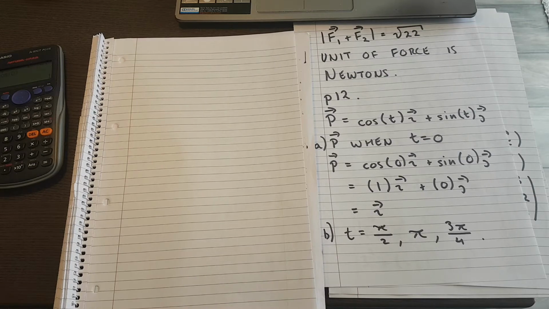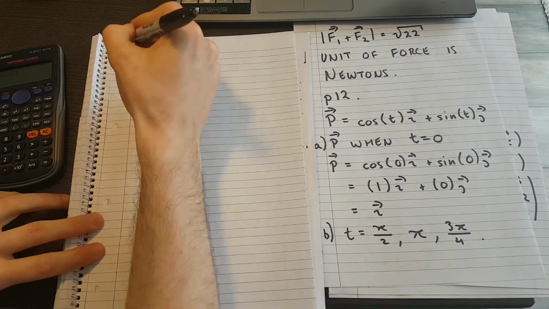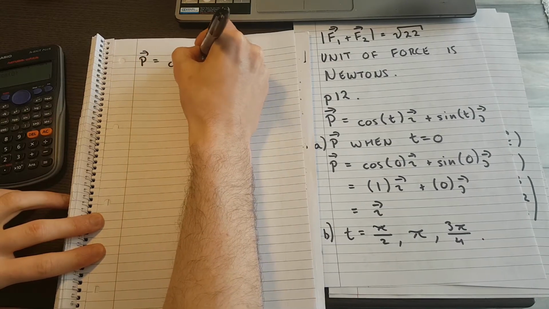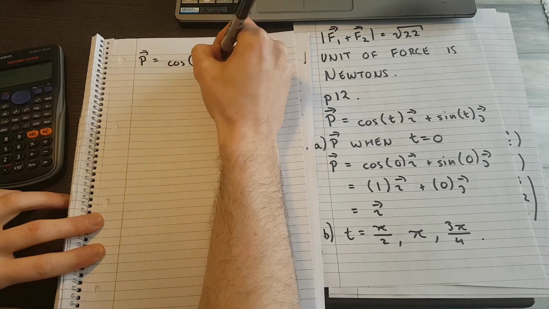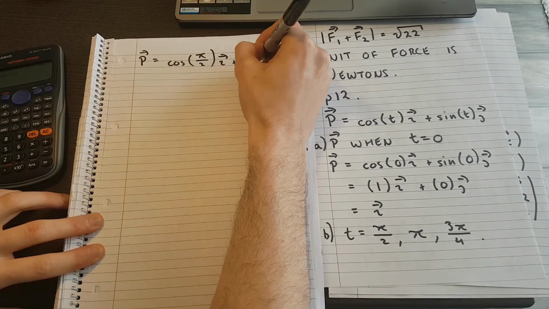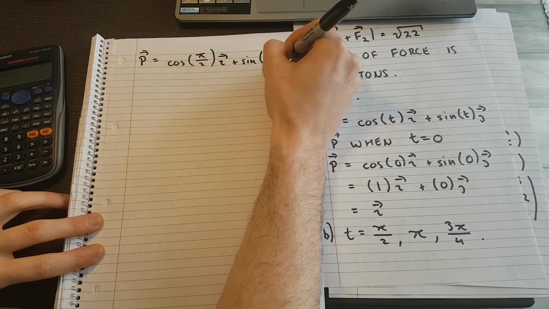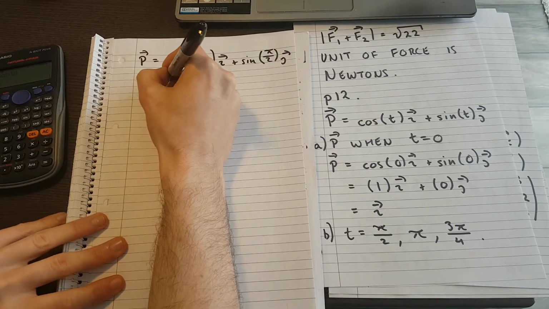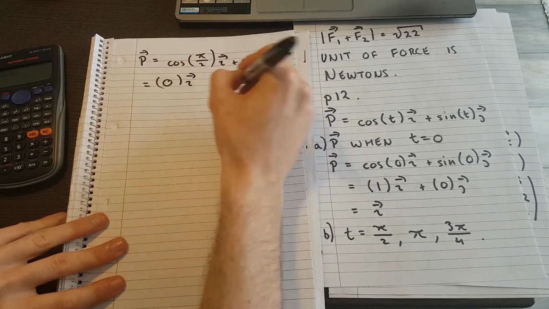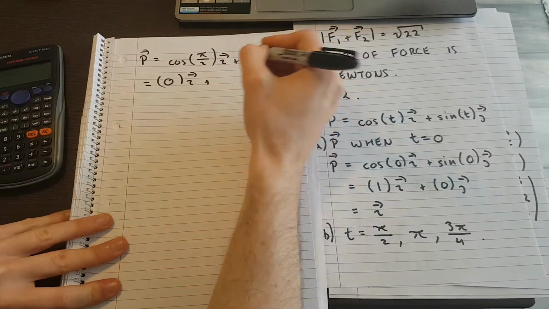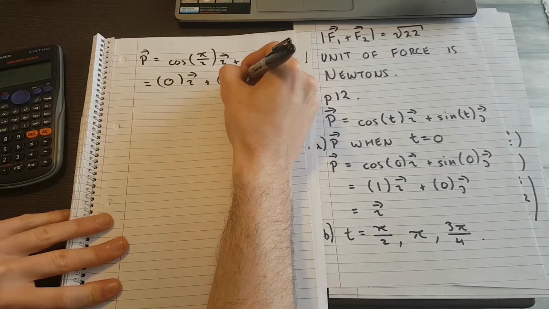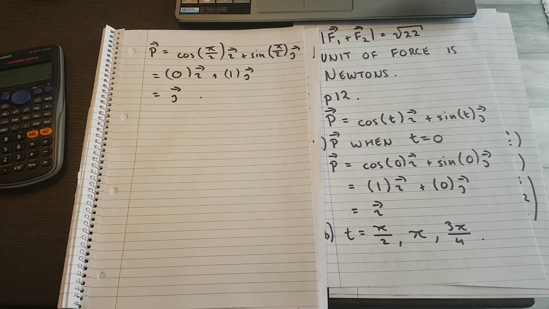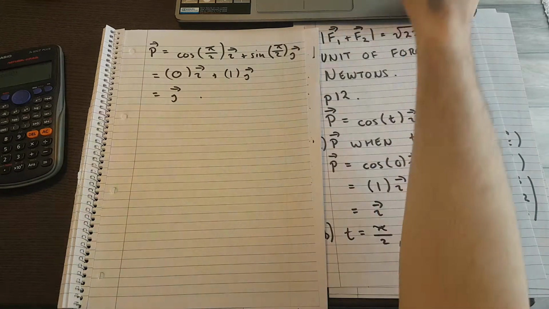So if I wanted the first one, I would have that p is the cos of pi over 2 i plus the sine of pi over 2 times j. The cos of pi over 2, if you put it on a calculator, is 0. And the sine of pi over 2, if you put that into a calculator, is 1. So that would just be the j vector. So it points in a different direction as the time changes.